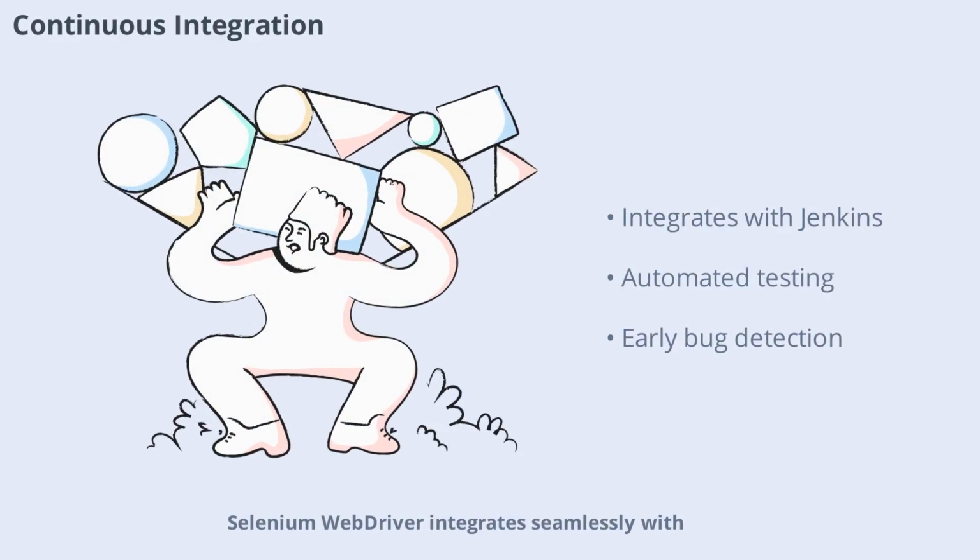Selenium WebDriver integrates seamlessly with continuous integration tools like Jenkins. This allows you to automate your testing process, running tests automatically whenever code changes are made. Continuous integration helps catch bugs early and ensures your application remains stable throughout development.